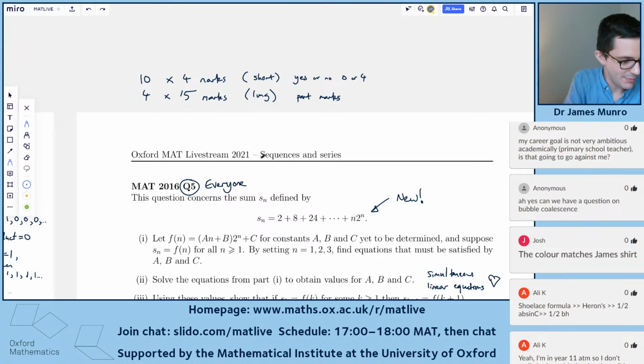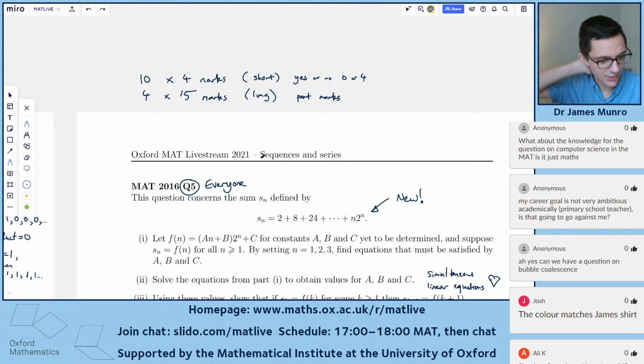Okay, yeah. What about this knowledge, this question on computer science? It's kind of just maths. That's the thing about the computer science questions on the MAT. They're sort of just maths. I can do them, and I don't know anything about computers, and I don't know anything about computer science. I can't do them very quickly, and I can't do them very well, but the questions make sense to a mathematician. So they're sort of just mathematics questions, if that makes sense.